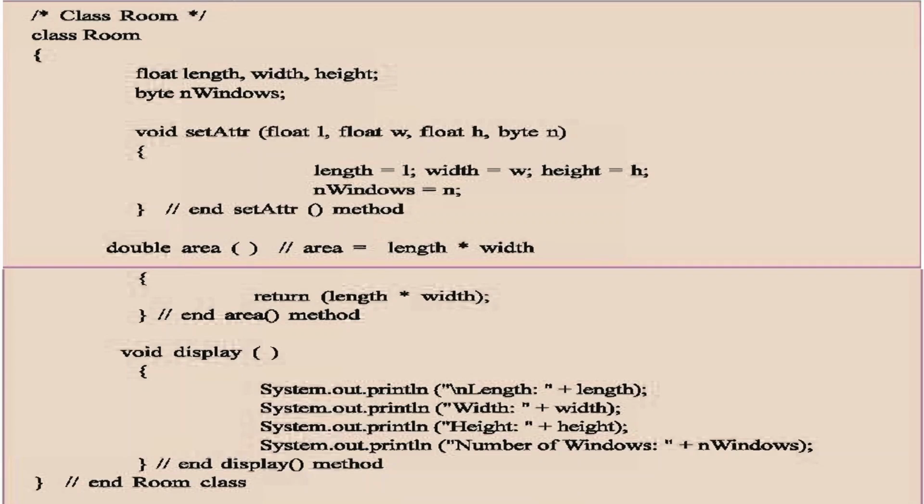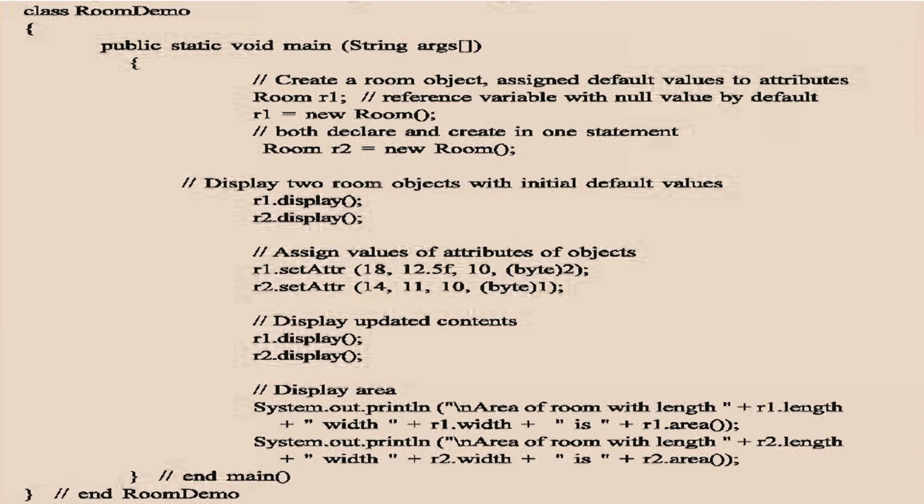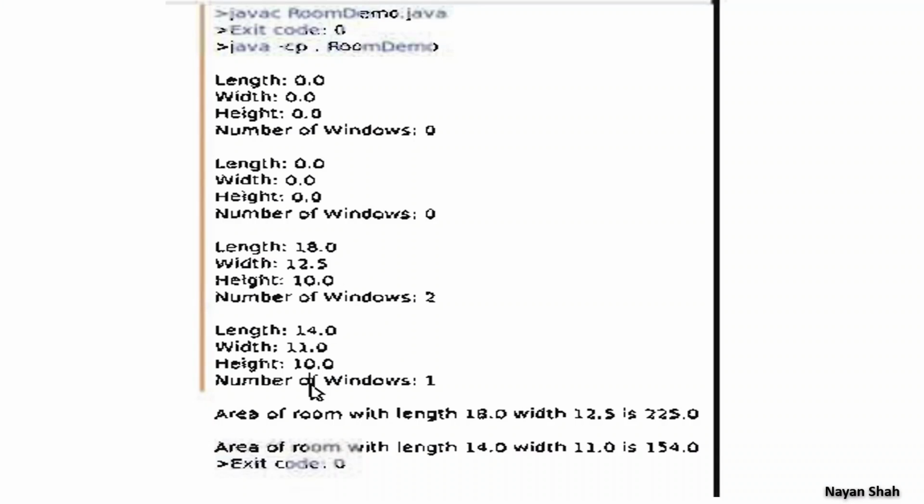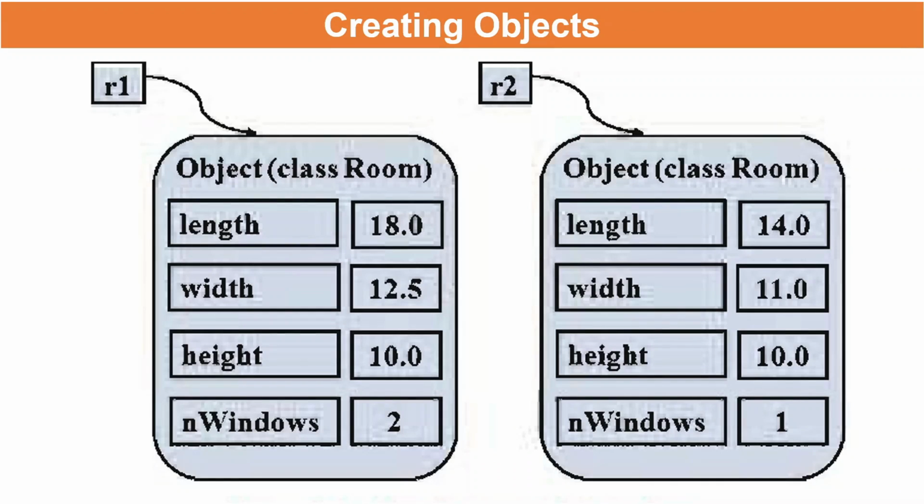This is another program we saw, where we created a Room class, and from that Room class we created two objects, R1 and R2. Then we displayed their blank values, then we assigned some values, and then we again displayed those assigned values, and finally we printed the area of the room, for both R1 and R2. This is the output of that program, and it shows how those two objects are created. As you can see, they are exactly similar, only differing in their values, because they are instantiated from the same class.